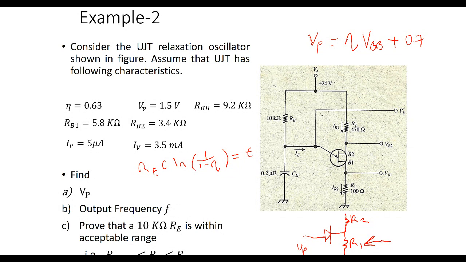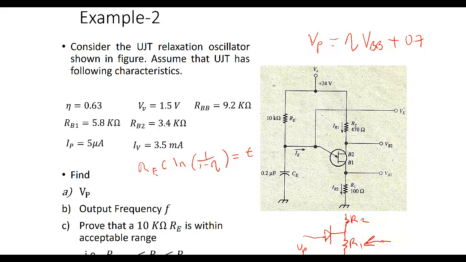So in selecting this R, this is a very important point when you're using this UJT. When you see this value, RB1 and RB2, it's not these two resistors that we were looking at. This is not it.